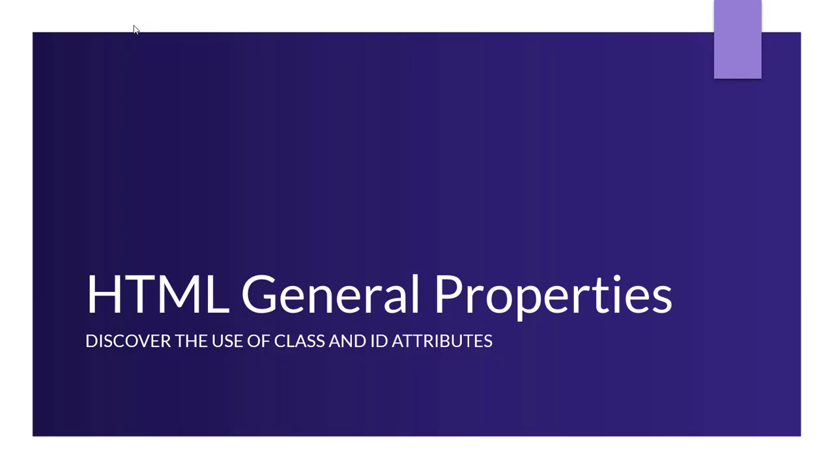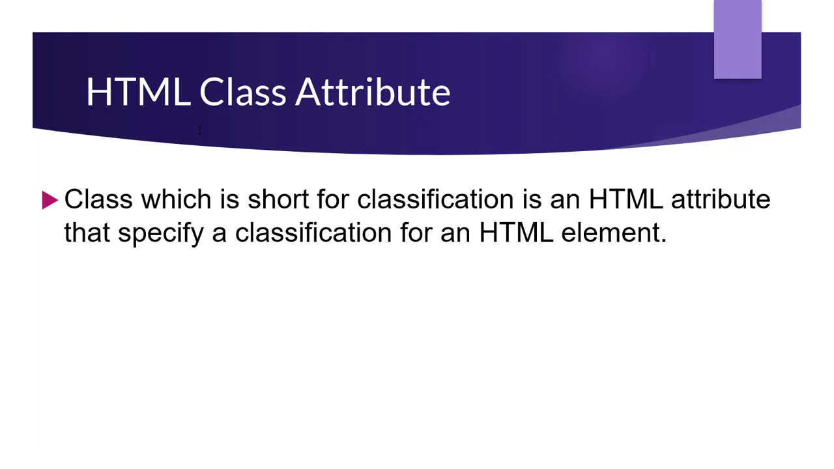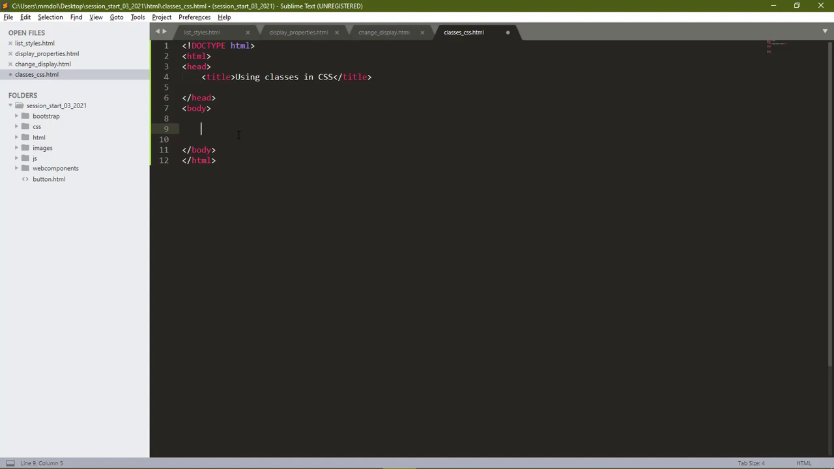In our previous lessons, we have seen how we use attributes to give elements some additional information. Now, we are going to discover the use of class and ID attributes. HTML class attributes. Class, which is short for classification, is an HTML attribute that specifies classification for an HTML element. We have this file opened, classes_css.html.